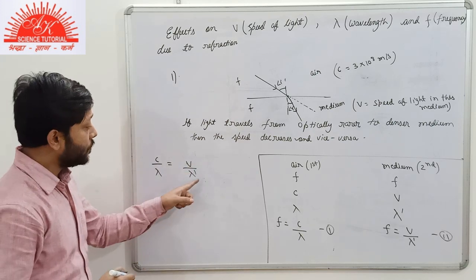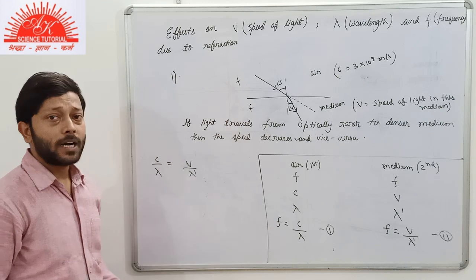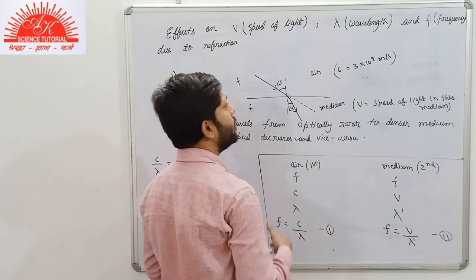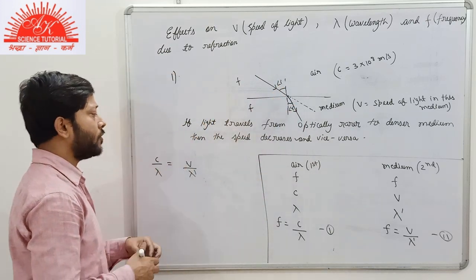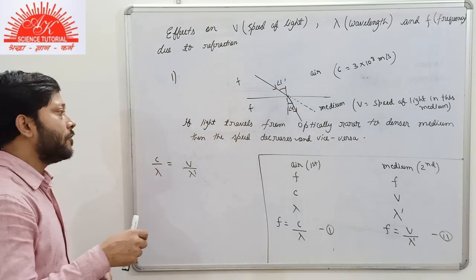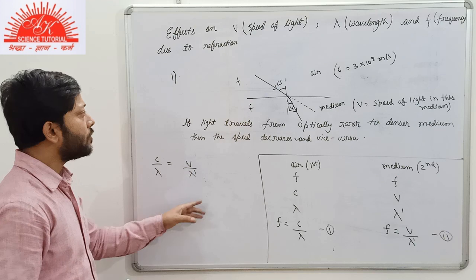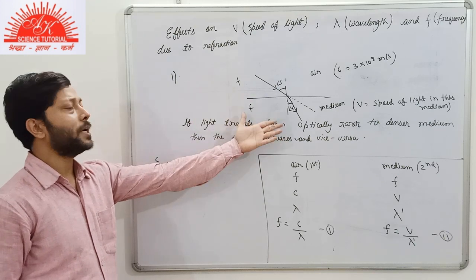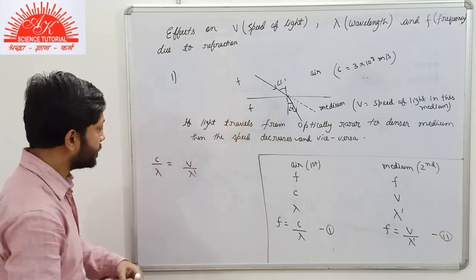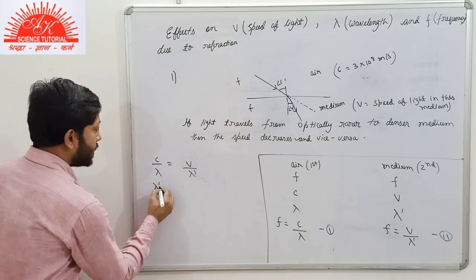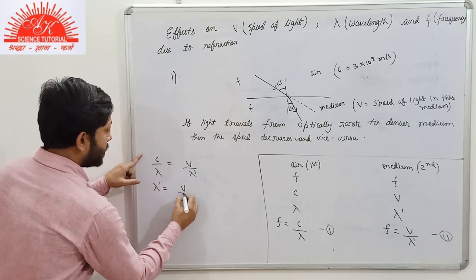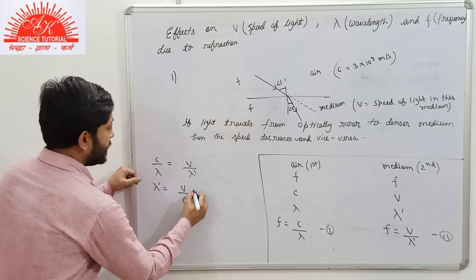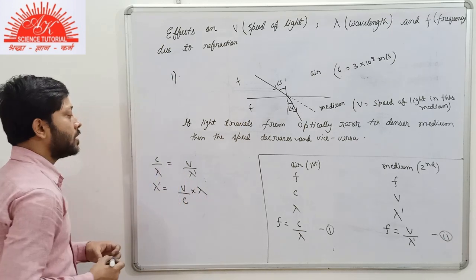As we have to find the value of lambda dash, because the value of lambda, the wavelength of light in air, that is in the first medium, will be known to us, and we might be asked to find the wavelength of light in the given medium, glass, water, anything. So we will make lambda dash the subject. The c will come over here, v by c, and the lambda will come here.